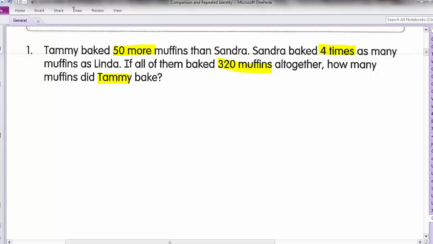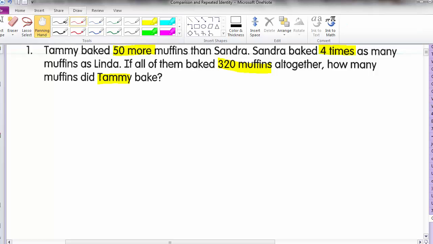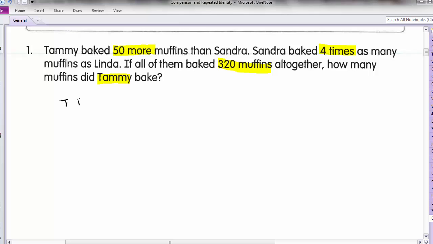So now, like I mentioned before, you don't always need to start with the first line. If you want to start with the first line, but you realize that you have problems later, always be prepared to erase your models. So Tammy baked 50 more muffins than Sandra. So let me do it step by step. That means Tammy's model is longer than Sandra's. So whatever Sandra has, Tammy has, but she has 50 more.